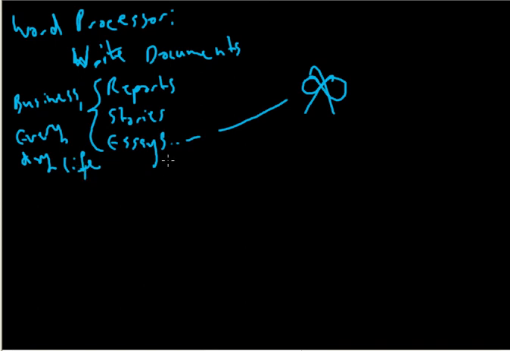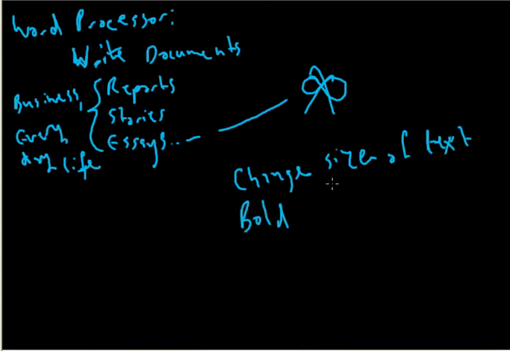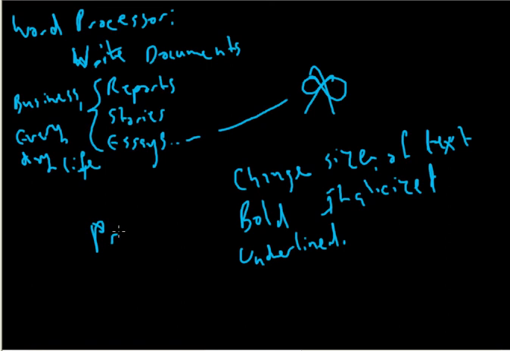In most word processors you're able to change the size of the text, make it bold, italicized, or underlined. And word processors easily save, and they can transfer between each other, and they also print easily.